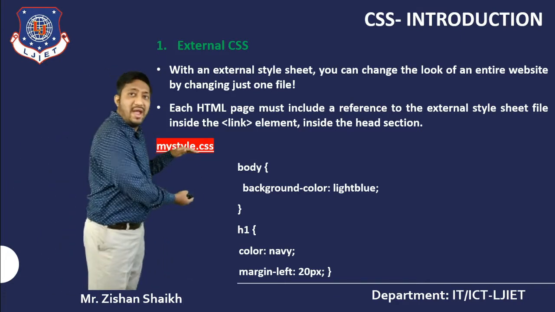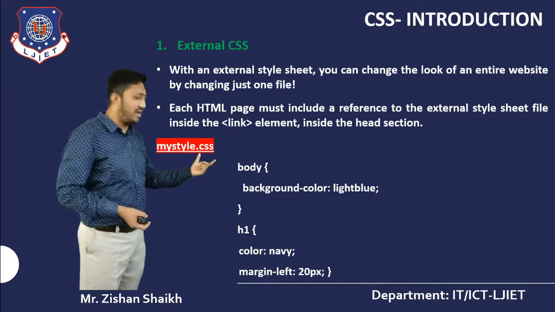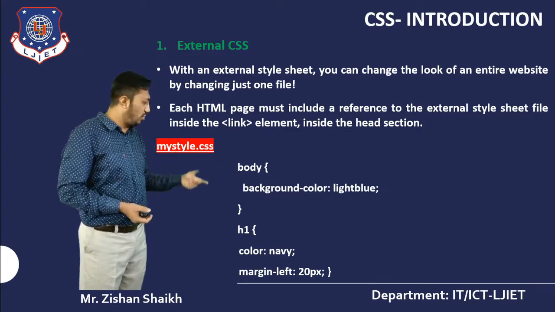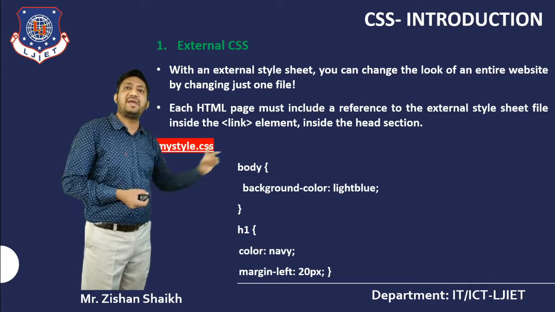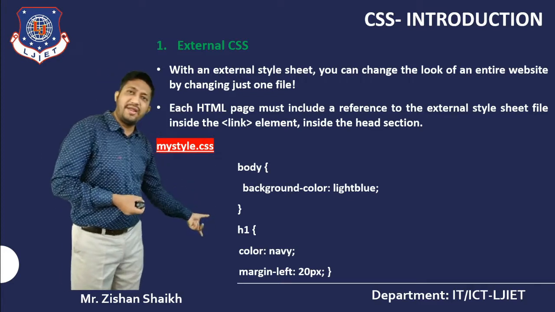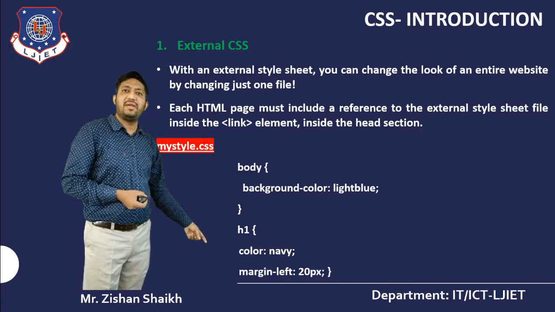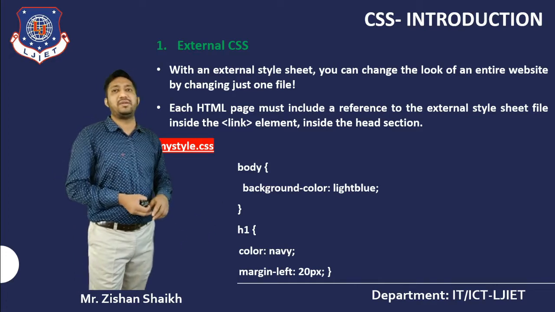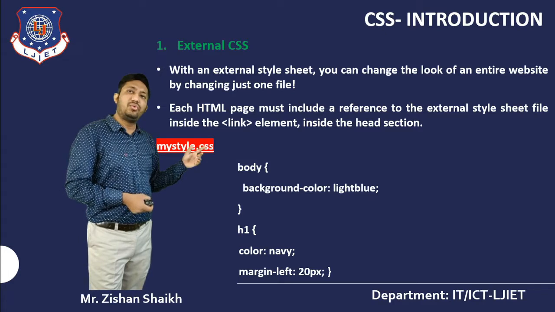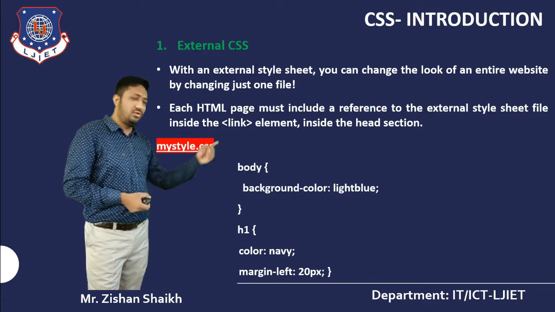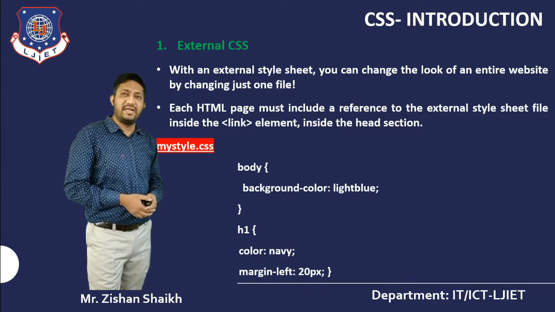This is my element selector. So here my element name is body. In the block I am writing background color is light blue. Now I am writing another element here, h1. In h1 my color is gray and margin from left is 20 pixels. So I am applying two elements here, using the element selector.